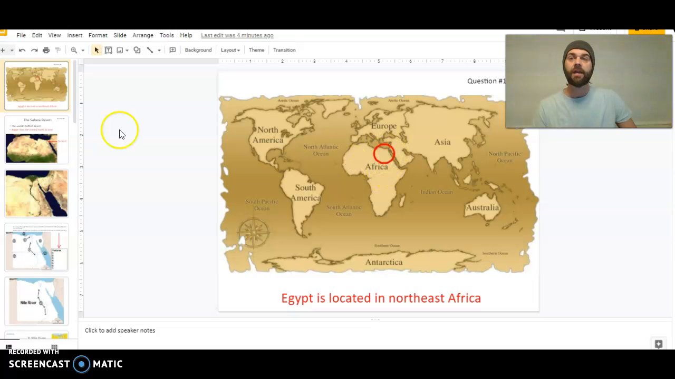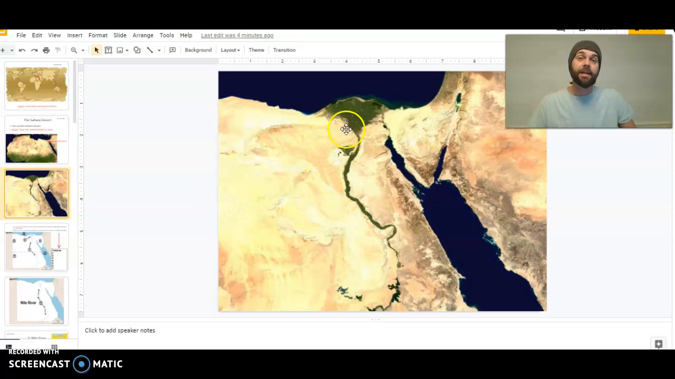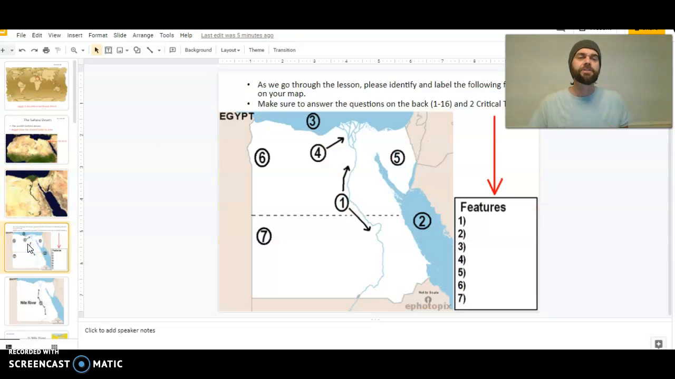I circled it here. And when we look at the actual picture of it from space, the Sahara Desert is the world's hottest desert. It is bigger than the United States, meaning it's more than 3,000 miles across. This is the Nile River here. You can actually see it from space. We're going to zoom in a little bit more and look at it again. Nile River Delta, Nile River, Red Sea. Upper Egypt would have been situated here, Lower Egypt here, and we'll kind of get into what that means in a minute.